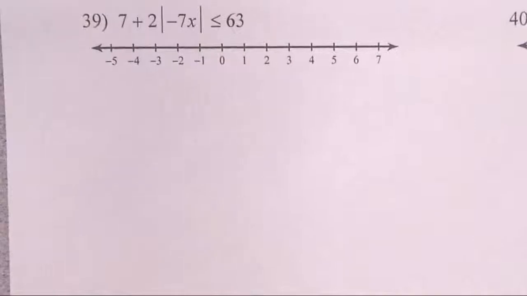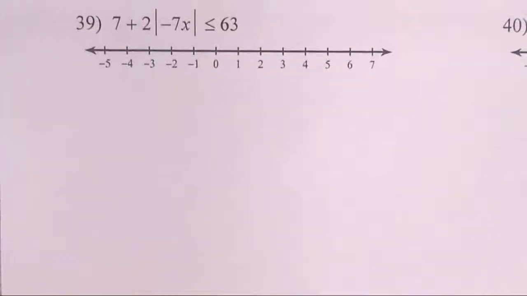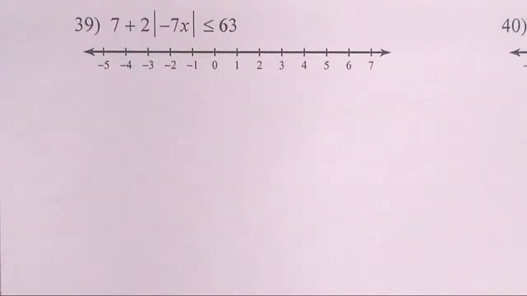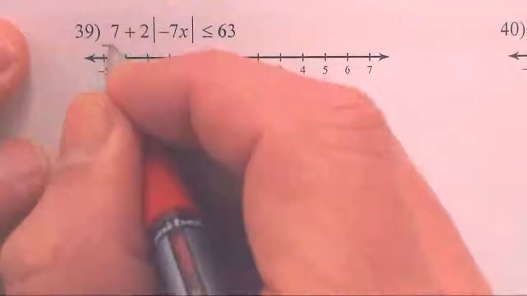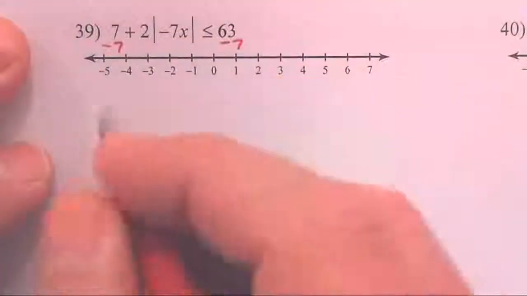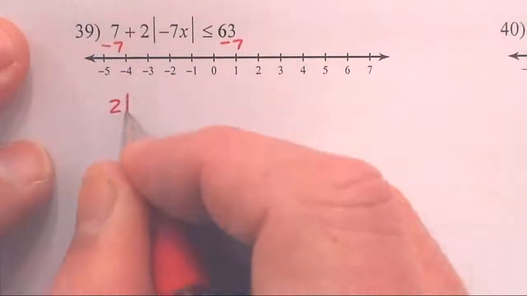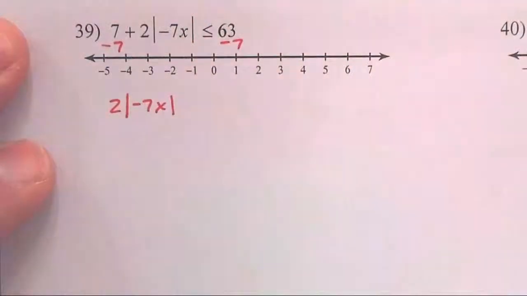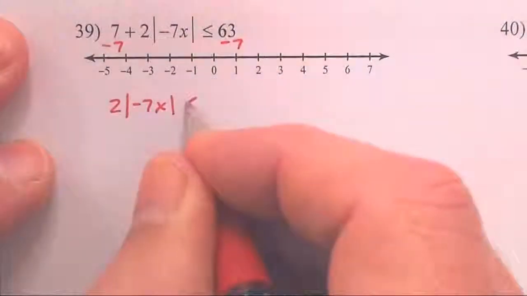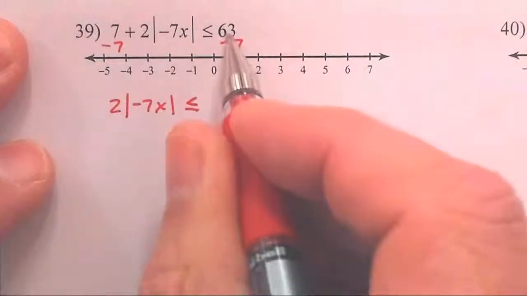Let's go through the remainder of this page and then we'll break for a second video. Okay, same process again here. I'm going to isolate my absolute value. I'm going to subtract 7 and I get 2 times absolute value of -7x. When I subtract, I don't change less than signs.